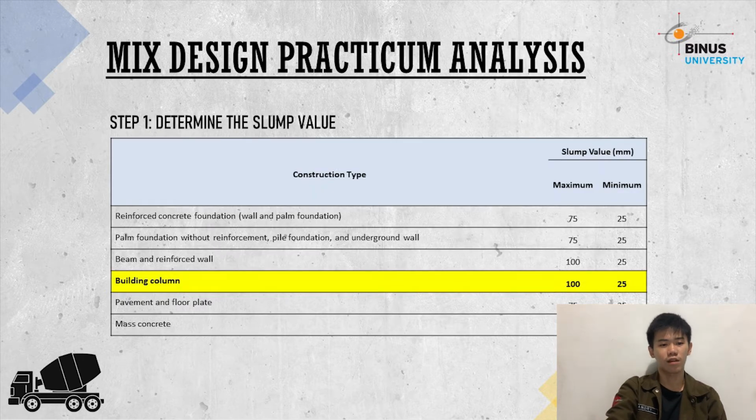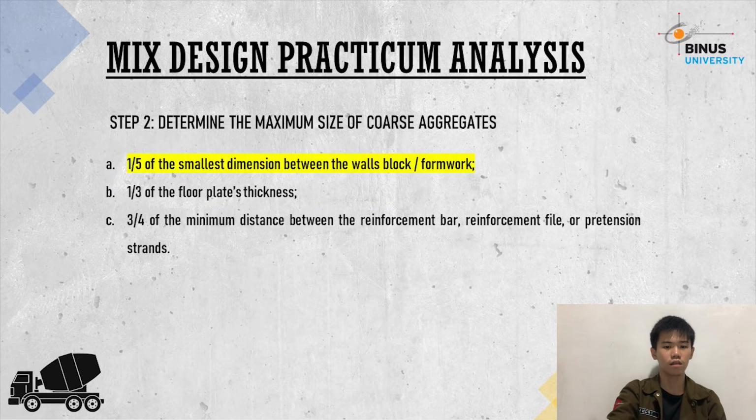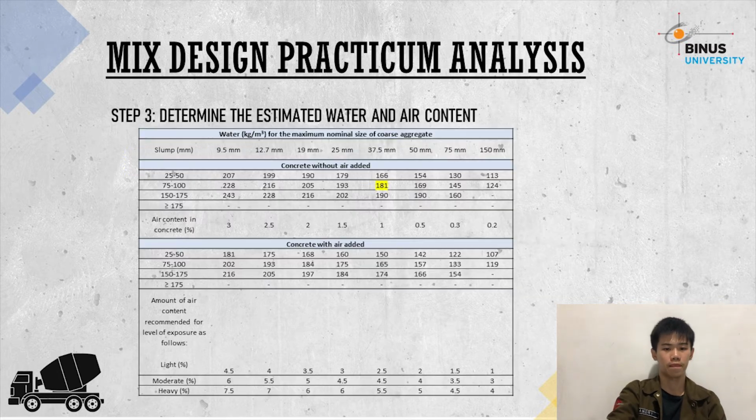So the analysis of this practicum are: first, we need to determine the slump value. In this practicum, the construction type of concrete we aim at is building columns. So the maximum slump value is 100 mm and minimum slump value is 25 mm. Second, we need to determine the maximum size of coarse aggregate. The maximum size of coarse aggregate that we use in this practicum is 37.5 mm.